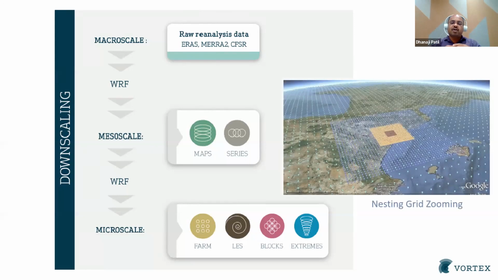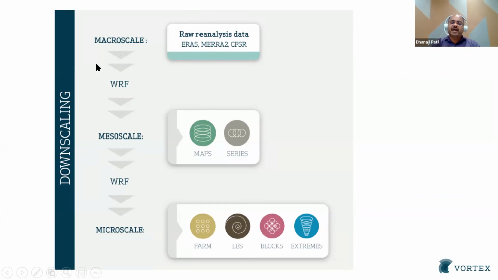So we are ingesting all these three details, and we are downscaling this macro scale information to the mesoscale level. At mesoscale, we are delivering hourly time series data and also wind maps at 3 and 1 kilometer resolution. We are further downscaling this mesoscale information to the microscale level. At microscale level, the resolution will be 100 meters, and we are delivering farm WRG files, LES 10 minutes time series data, extremes and the blocks product at this microscale level.